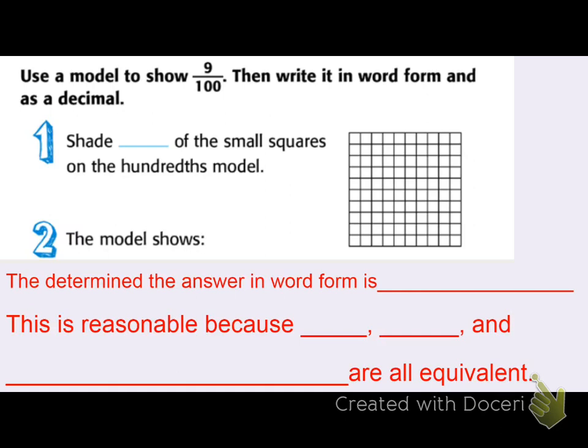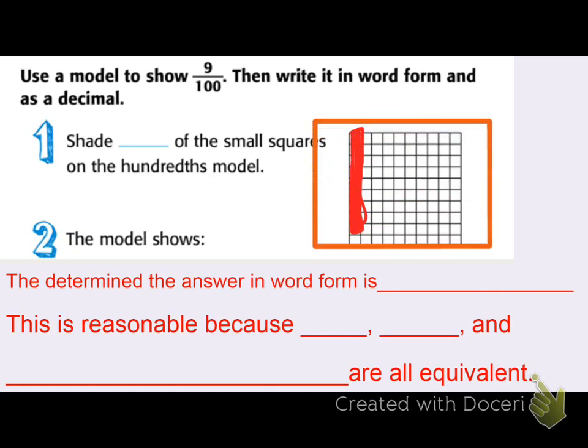All right, example number 2, it says use a model to show 9/100ths. Because the 9 is over 100, it's hundredths. Then write it in word form and as a decimal. Well, step 1, we're going to shade the model. I need to shade 9 out of 100. Right here, 9. Now, if I look at the bigger picture, I shaded 9 out of 100, which is what the fraction says, 9/100ths.